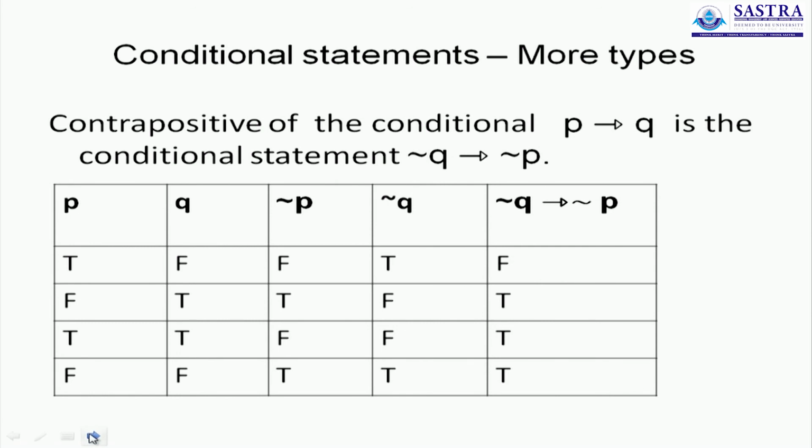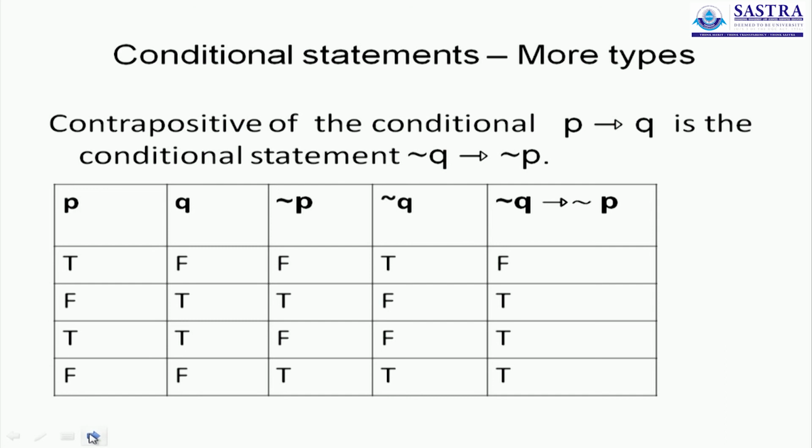The most important of them is the next one. It talks about the contrapositive of the conditional if P then Q. The contrapositive is once again easily defined. You swap the order and then negate both variables.